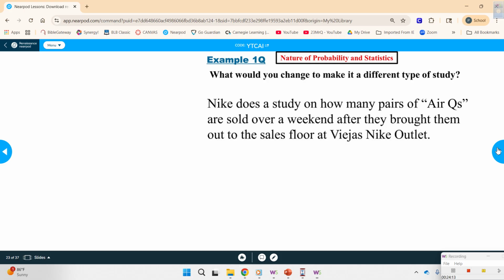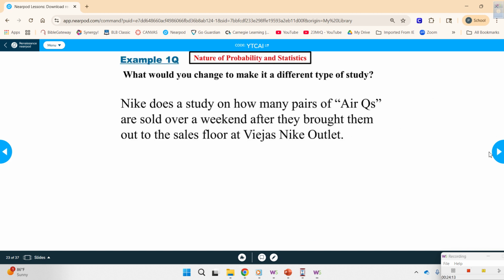All right, let's go with George. What kind of study is that? Observational. Hands up if you agree with that. That is correct, because there's nothing that's brought out to make people change their mind and buy something else. However, what if I would have put, comma, and they had a sale of 50% off Air Qs? What would happen? That will create a reaction, okay?